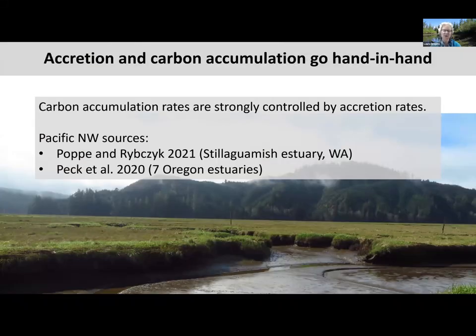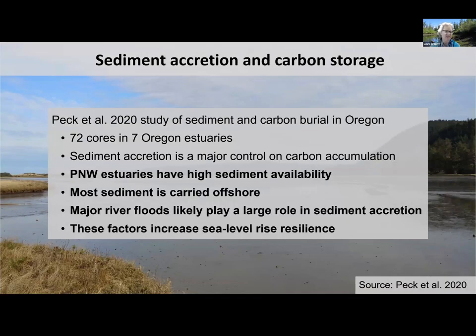So just touching a little more on accretion and carbon accumulation, these studies that I've listed here have shown for the Northwest, and this is true broadly, that carbon accumulation rates are strongly controlled by accretion rates. And a study that was led by Aaron Peck and Rob Wheatcroft that I also worked on, we took 72 cores from 7 Oregon estuaries, had a bunch of interesting findings related to sediment. We have very high sediment availability in the Pacific Northwest. Most sediment is carried offshore. Major river floods play a huge role in sediment accretion, very likely, and these factors increase sea level rise resilience.